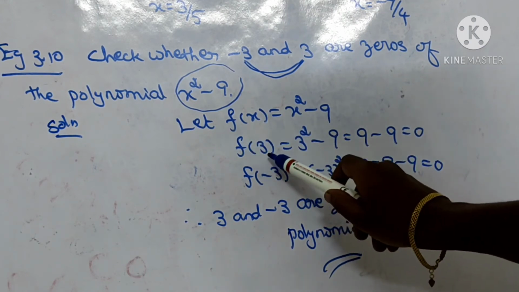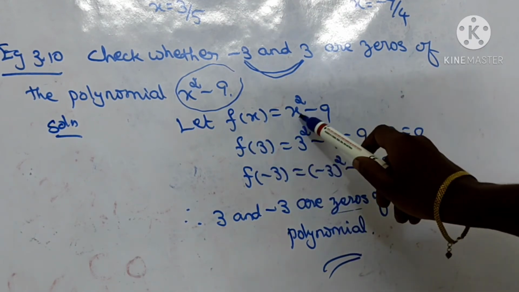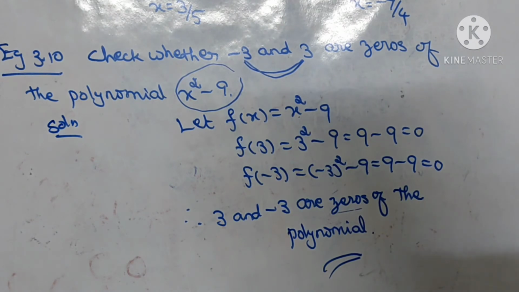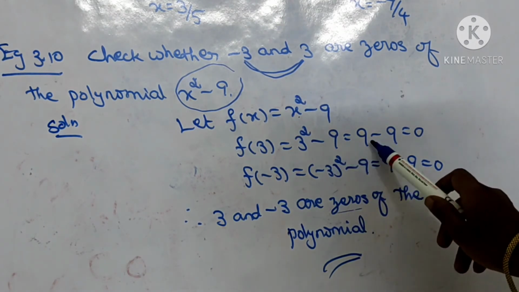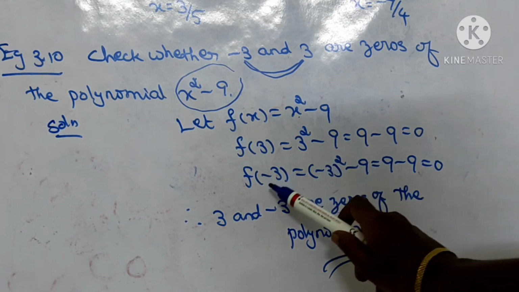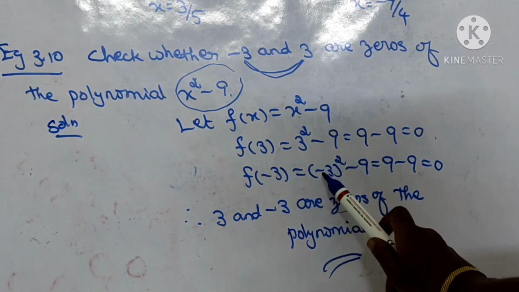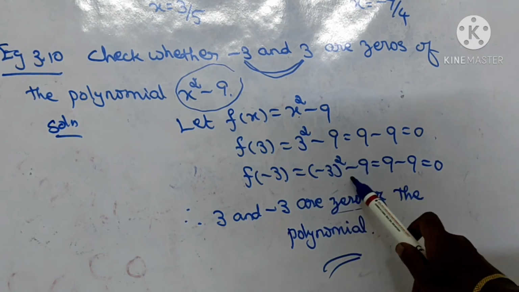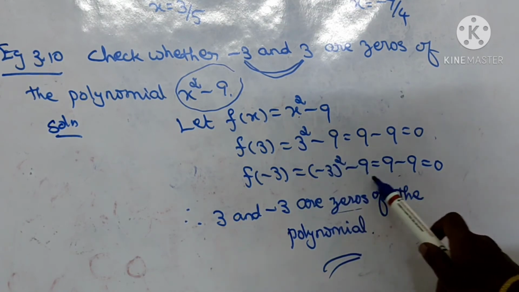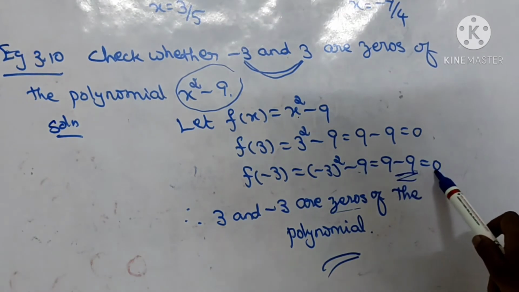Find out f of 3. f of 3 is equal to, substitute x place 3. So 3 square minus 9. So 3 square is 9. 9 minus 9 is equal to 0. Again find out f of minus 3. If you substitute x place minus 3, then we get minus 3 the whole square minus 9. Minus 3 the whole square is 9, minus 9. Here also we get 0.